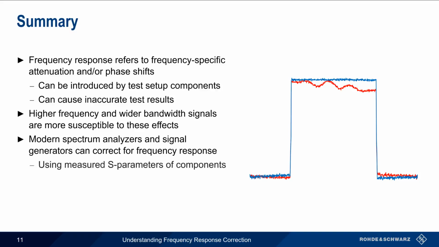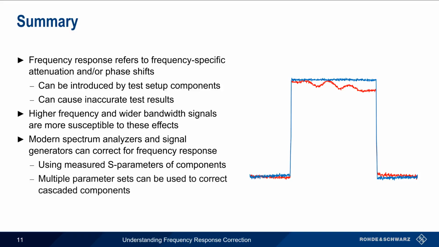This is most often done by using a vector network analyzer to characterize the frequency response of components in the form of complex S-parameters. And in the event that the test setup contains multiple components, the S-parameter data from the individual components can be combined to correct for the overall frequency response.